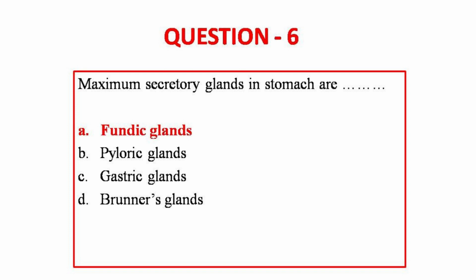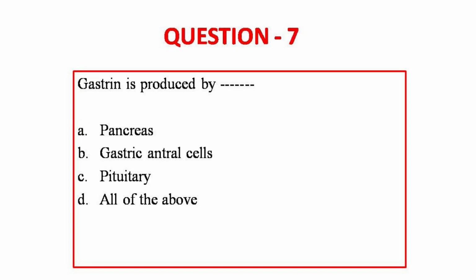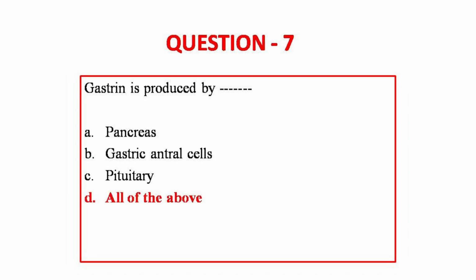So moving on to question number 7. Gastrin is produced by pancreas, gastric antral cells, pituitary, and all of the above. The answer to this question is all of the above.